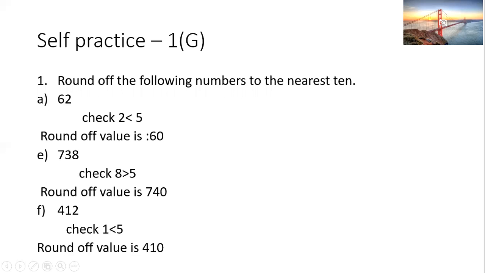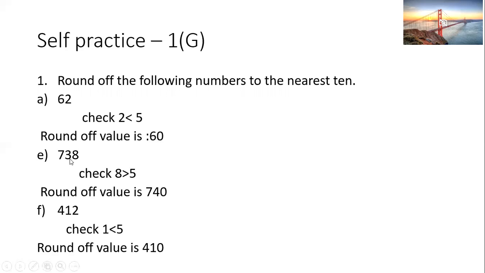Listen children, the first example is 62. So what will we do? First, we check whether the ones digit place value is greater than 5 or less than 5. The ones place value is 2. Is 2 greater than 5 or less than 5? Yes, less than 5. So you just put the value 0 in the ones place. What will we get? 60. 60 is the rounded value. What's the rounded value of 62? 60.